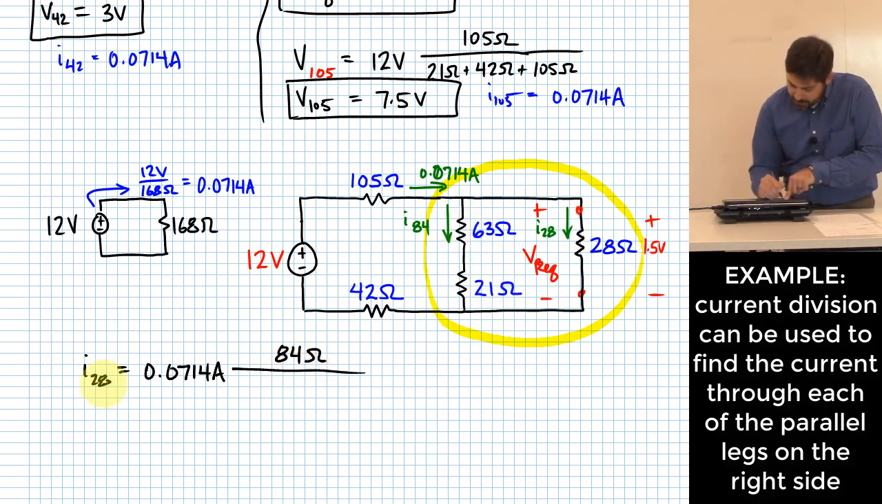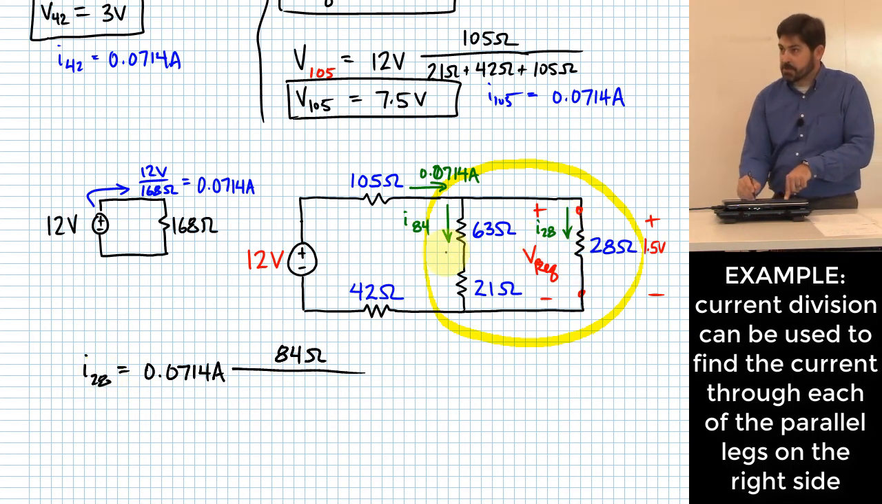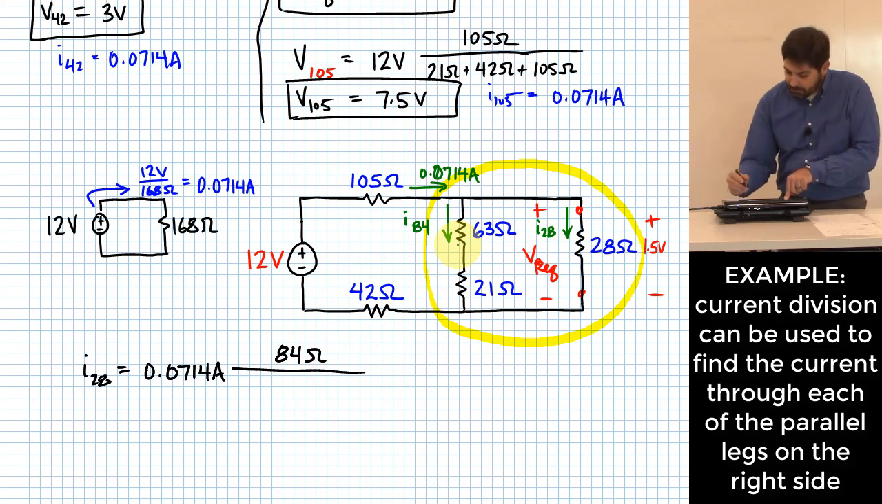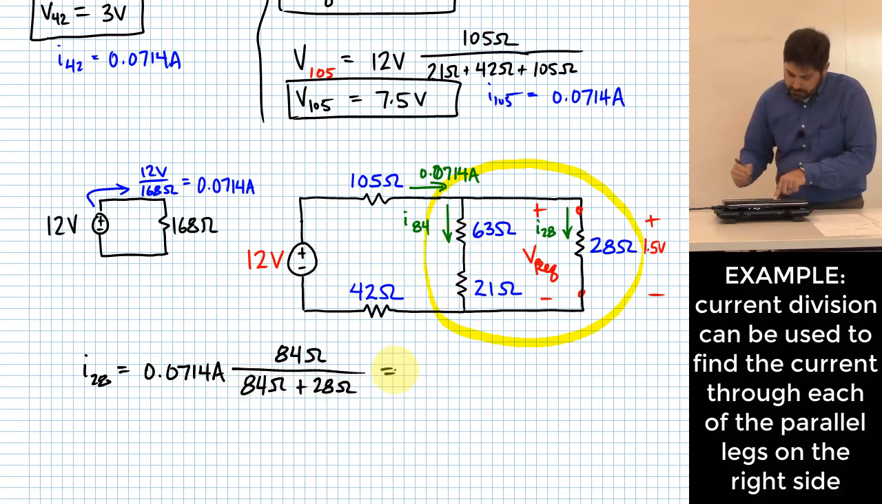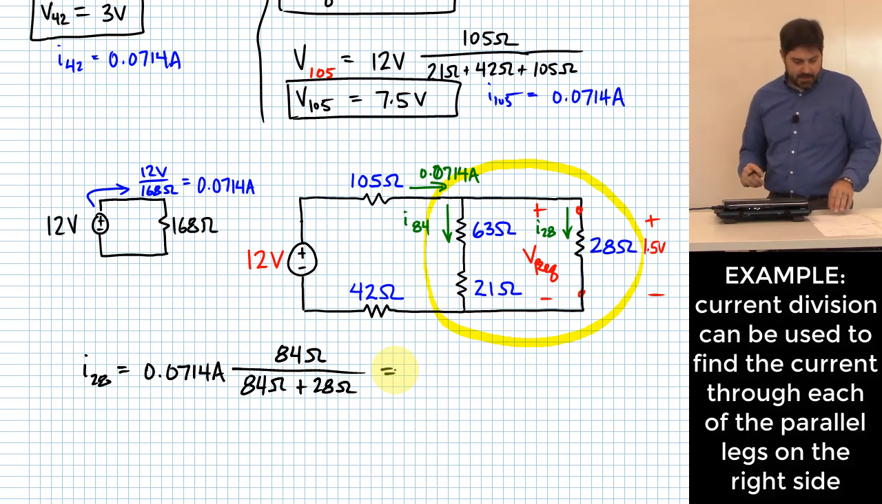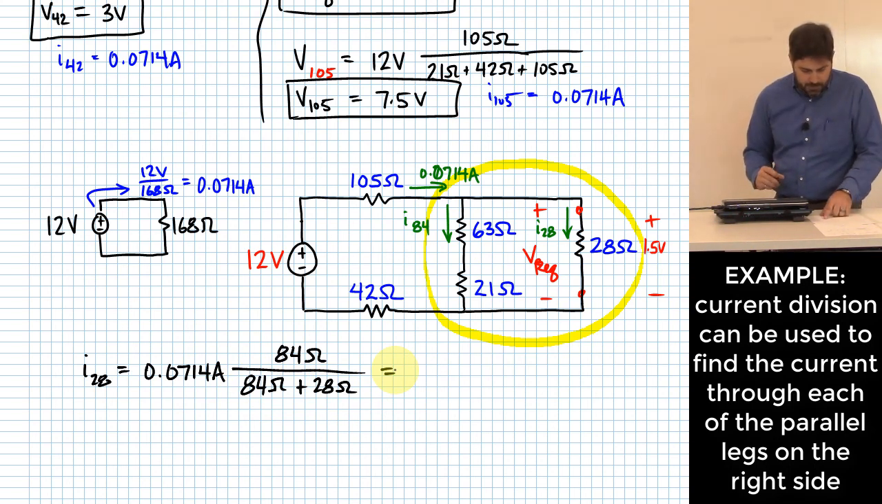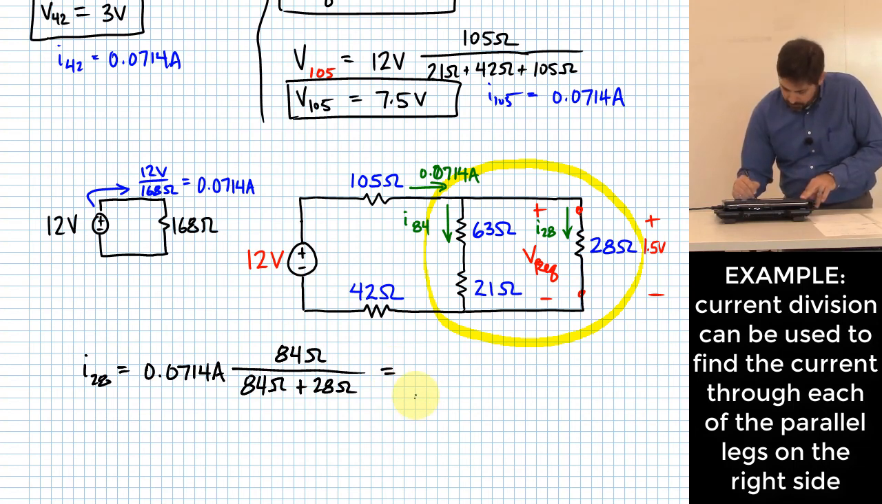Because I'm trying to find the current on the 28 ohm resistor, I have to use the opposite of the two resistors in the numerator, and then the sum of the two resistors in the denominator. Okay, and what that ends up giving me is 53.55 milliamps. Or if I want to write it the same way as I was doing on the other ones, 0.05355 amps.